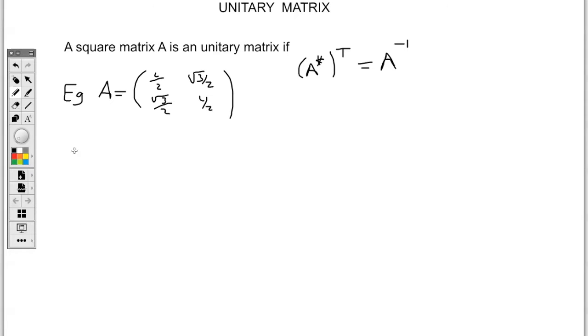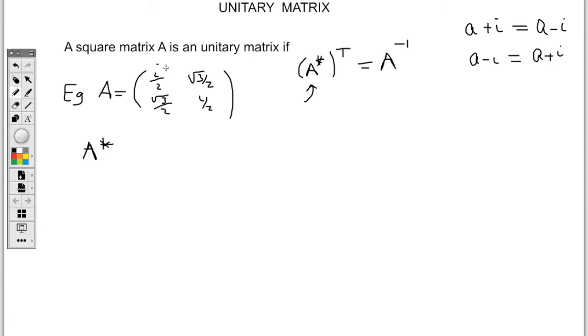First, I need to find the conjugate, followed by the transpose of this matrix. Remember conjugate: if I have a complex number, say a plus i, some persons will say a plus j, where i and j is the imaginary number, the conjugate of this will be a minus i, or j, whichever one you use. And if I have a minus i, then the conjugate will be a plus i, where i is the imaginary, a is the real.